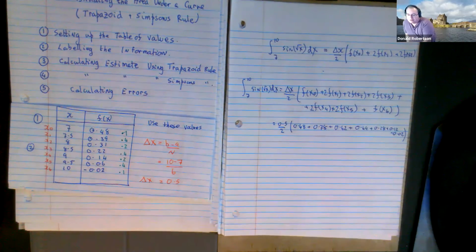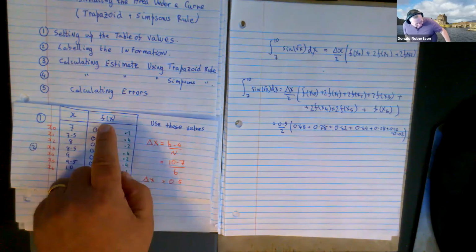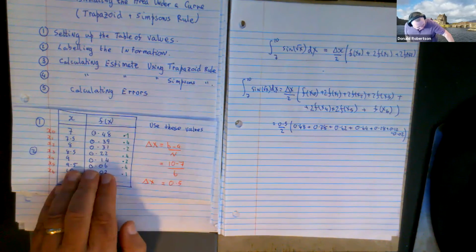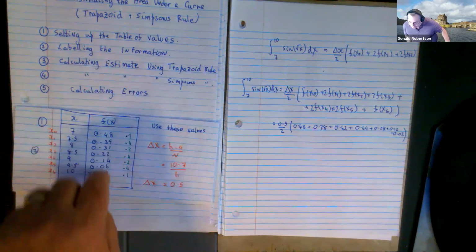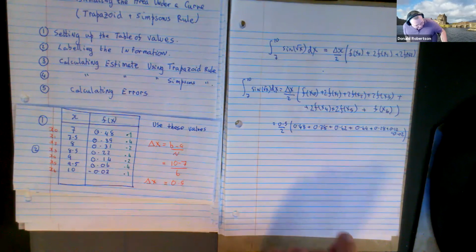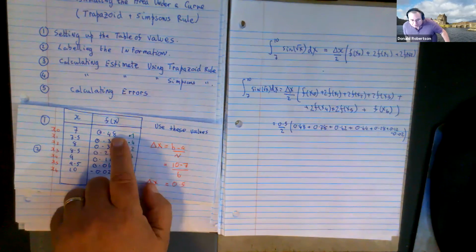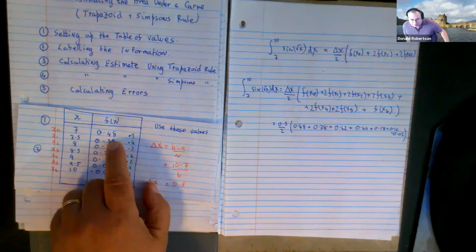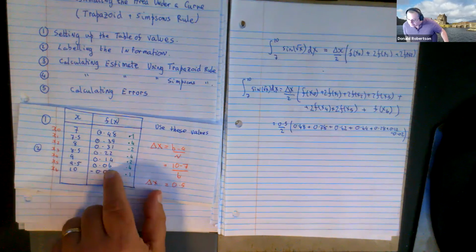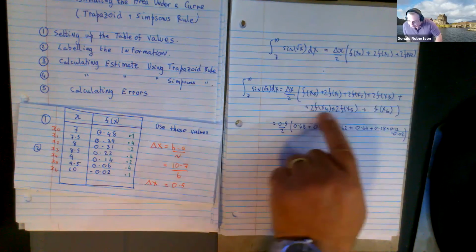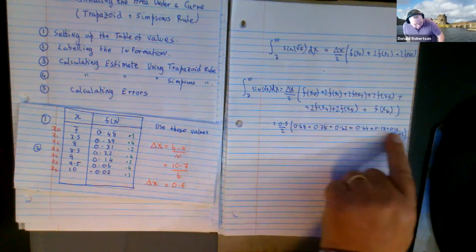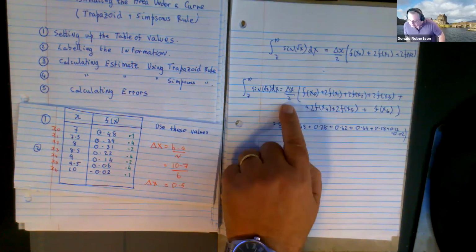Just about made it. Are you comfortable that it's just, you tell me what to do and I'll follow your instructions? And my instructions are that you use all the numbers, not just the first 6 or the last 6. You use all 7 numbers, but you use them in a very special way. You use 1 of the value of the function at the start, 2 times everybody in the middle, but only 1 value at the end, right? So that's what the 1, 2, 2, 2, 2, 2, 1 means. And then once you've added that up, you multiply it by delta x divided by 2.